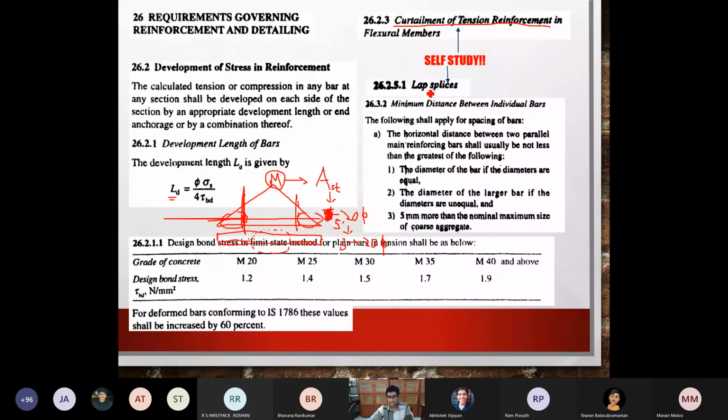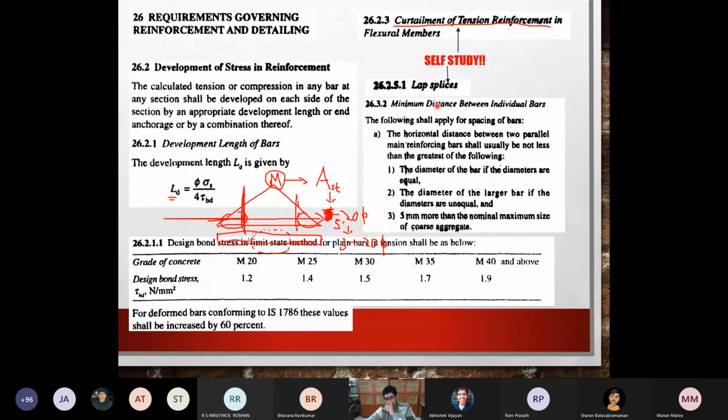And splice means basically joining reinforcement. For example, if you have a very long column, so many meters tall, and you're giving the reinforcement, one single bar may not go for the entire distance. So you may want to join reinforcement at certain locations. That is known as splicing. The requirements related to splicing are also provided in this part. You can have a look at it.